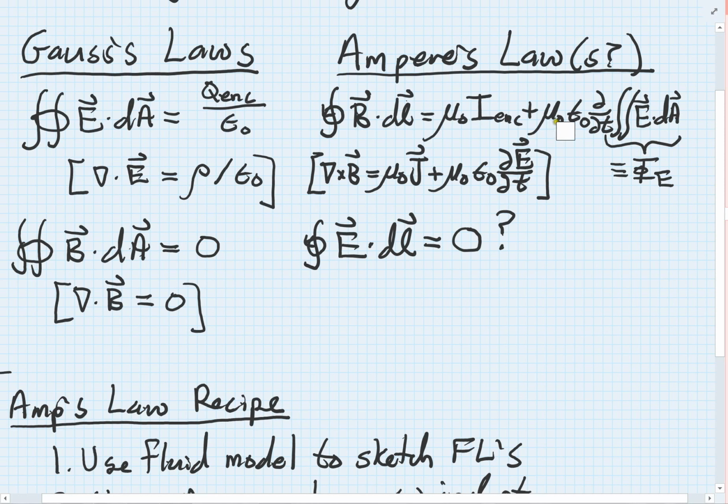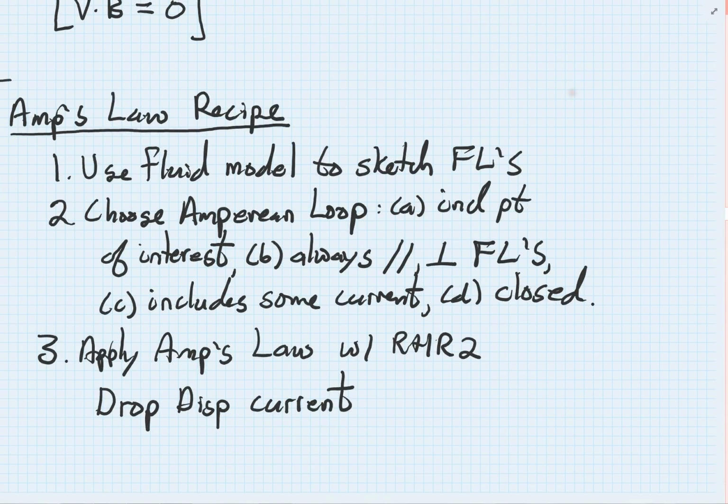The first reason is that this mu naught epsilon naught is a very tiny number, which makes this term generally negligible. The second reason is that if we are in a steady state situation where things are not changing in time, and we frequently are in just that type of situation, if things aren't changing in time, then the electric flux through any surface would be constant, so that this time derivative would give us 0, and that's another reason why we can generally ignore that displacement current term.